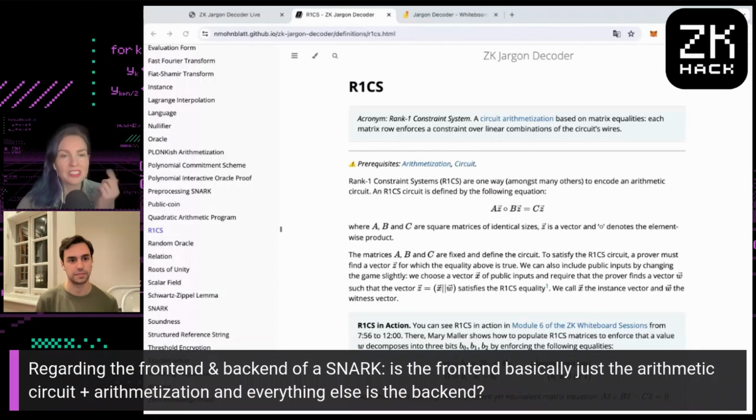Okay. So in this case, regarding the front end and back end of a SNARK, is the front end basically just the arithmetic circuit and arithmetization, and everything else is the back end? Yeah. So the front end you can think of as interfacing with the world. Let's say, all right, I have a statement. How do I make that statement snarkable? That's the front end.